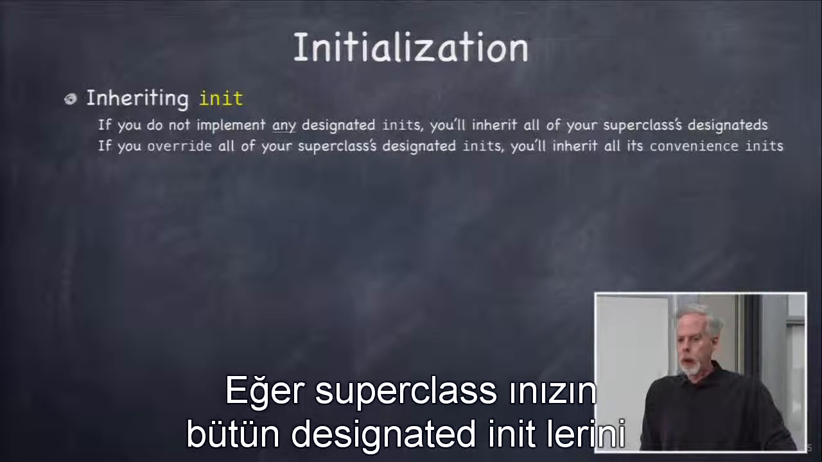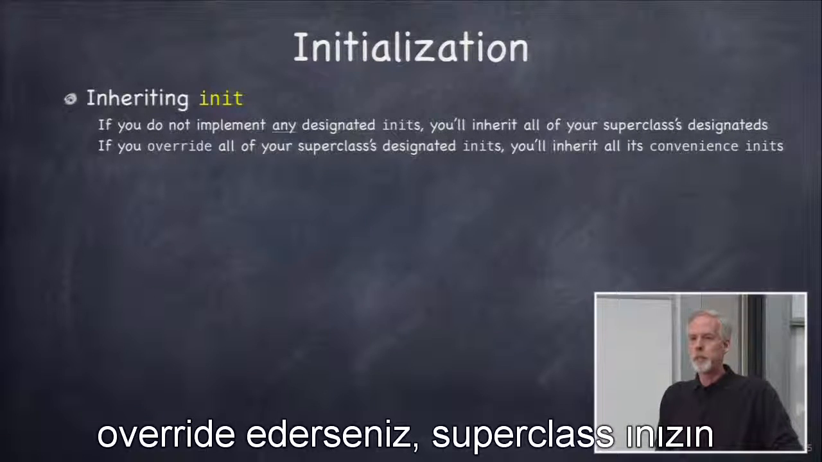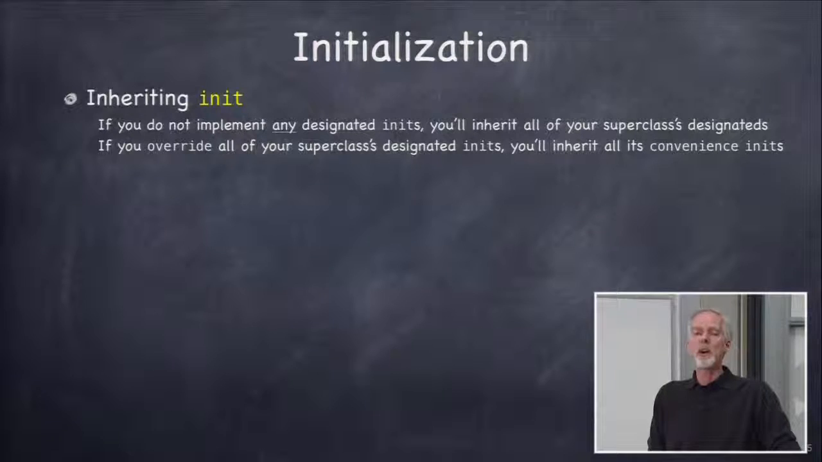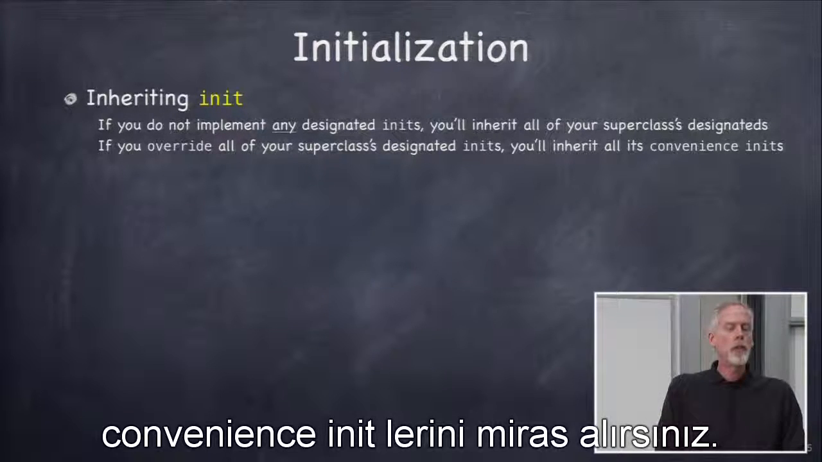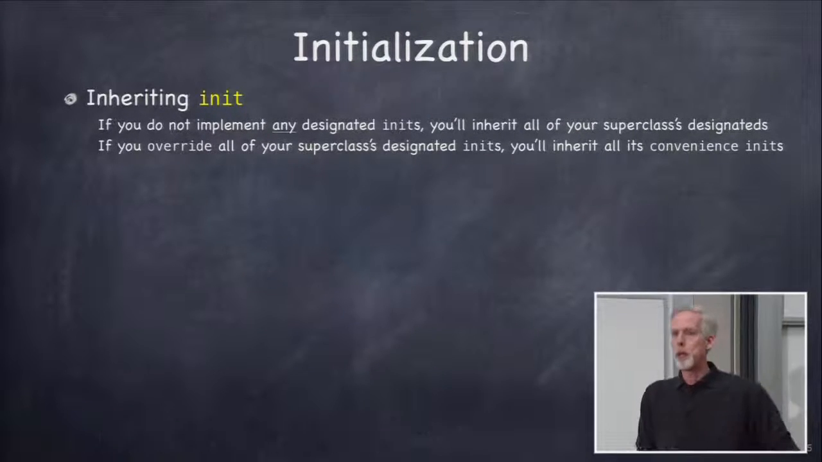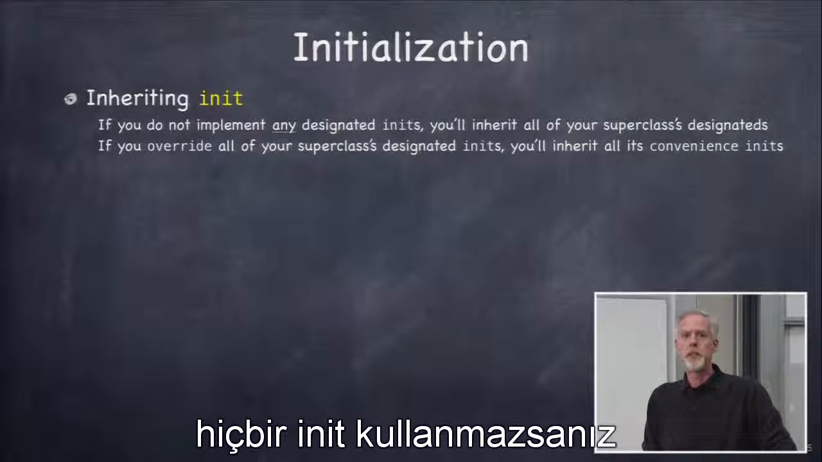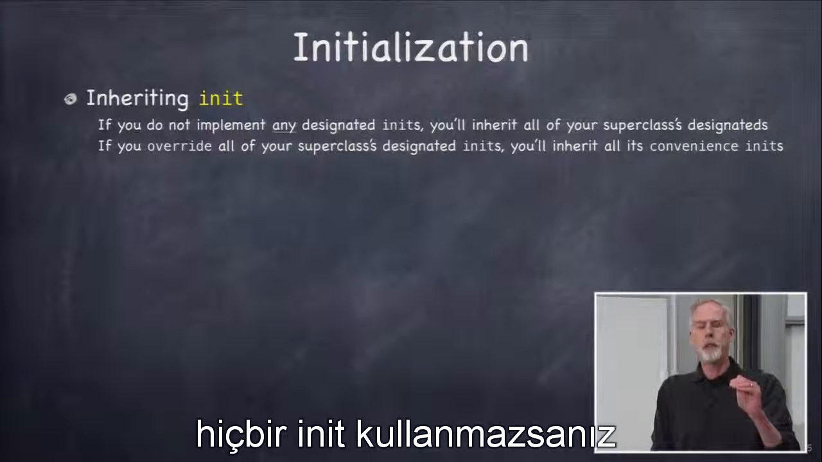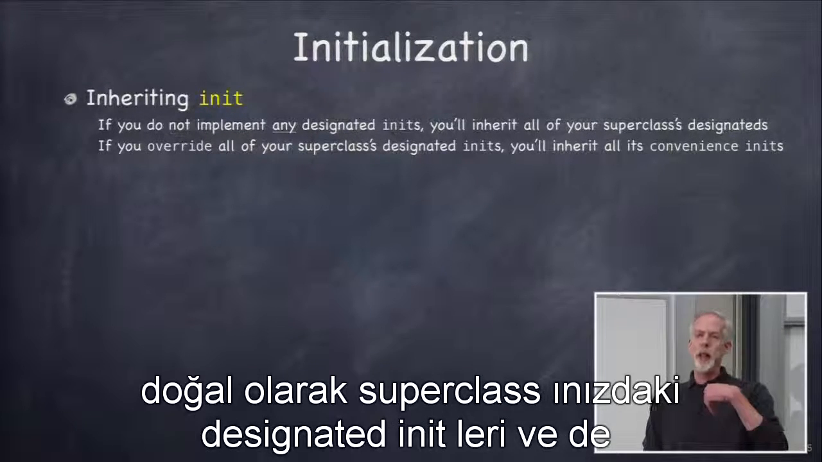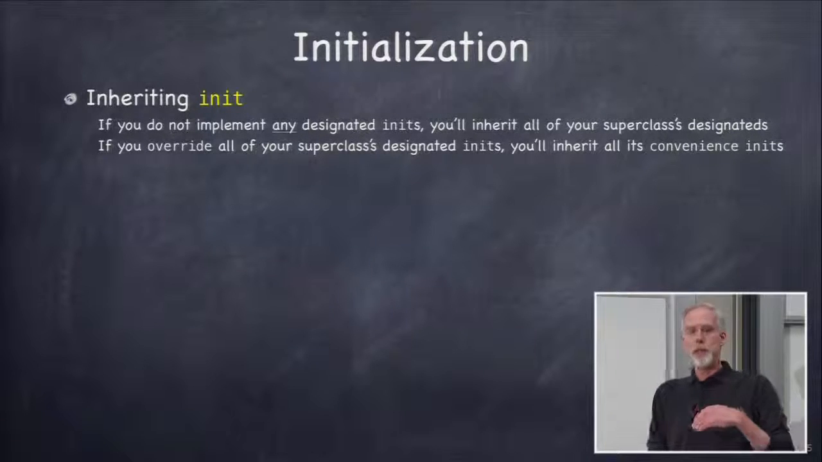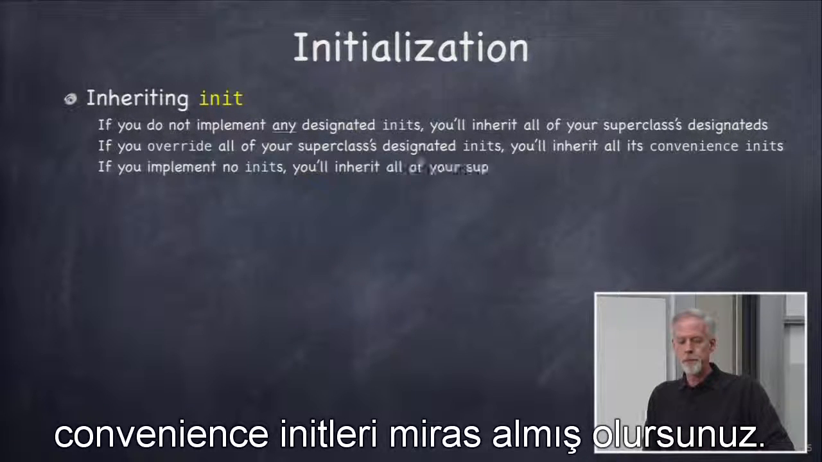If you override all of your superclass's designated inits, okay? So your superclass has 3 designated initializers with different arguments. If you override all of them, then you will inherit all of your superclass's convenience initializers. Also, if you implement none of them, because you'll essentially inherit all the designateds and all the convenience in that case. Okay? So that's the inheritance rule.